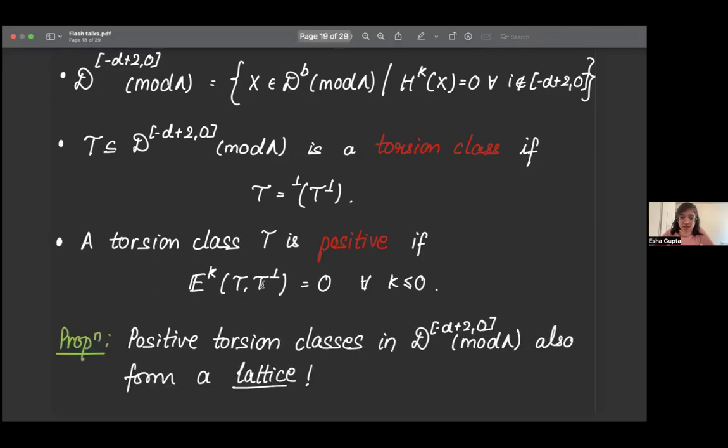And finally, we show that even the positive torsion classes in these truncated derived categories form a lattice. In fact, they form a sublattice of the lattice of torsion classes. Okay, so these are the definitions.